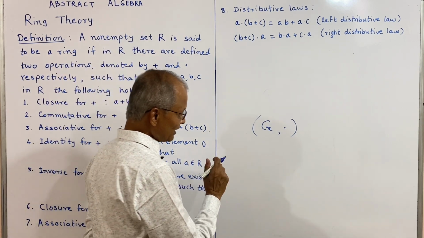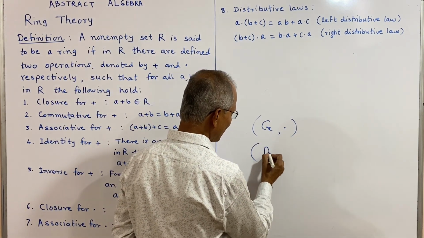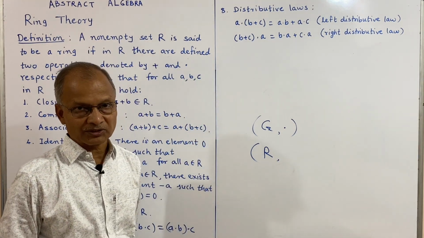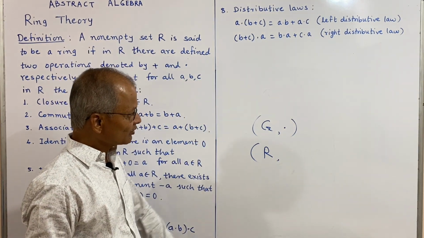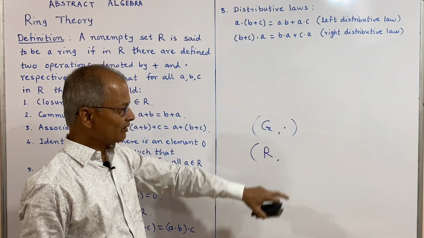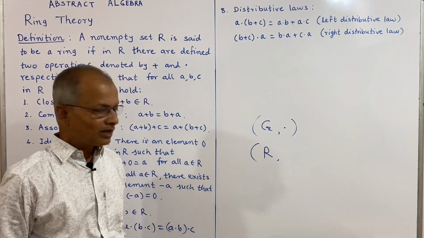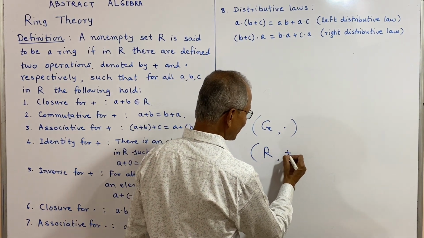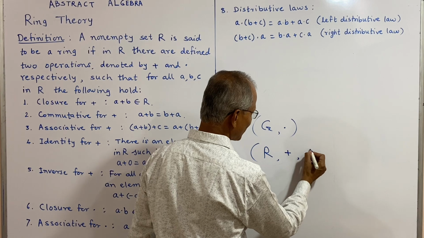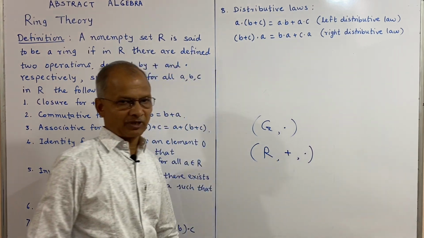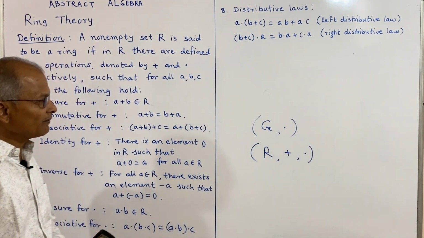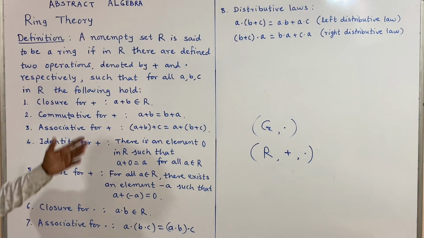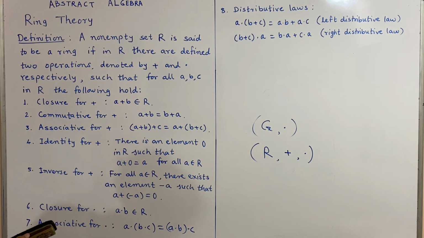Now in ring theory we again have a non-empty set, which is generally denoted by R, together with two operations. Instead of the one operation dot that we have for a group, for a ring we have two operations associated with this non-empty set R, and these operations are denoted by plus and dot, addition and multiplication. Now here is the definition of ring I have written. We shall first understand the definition and then we will see examples of rings.